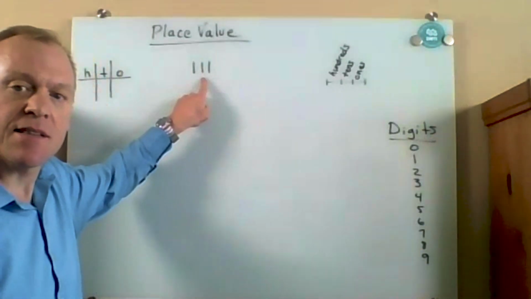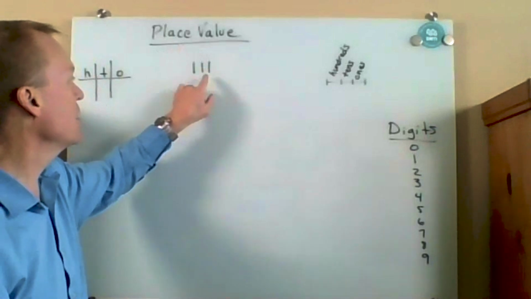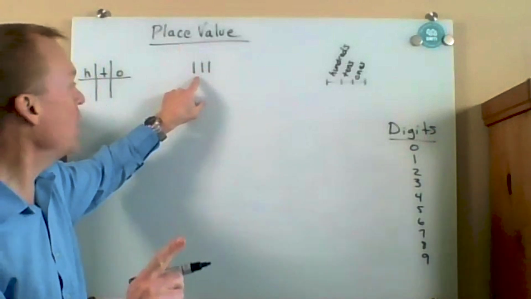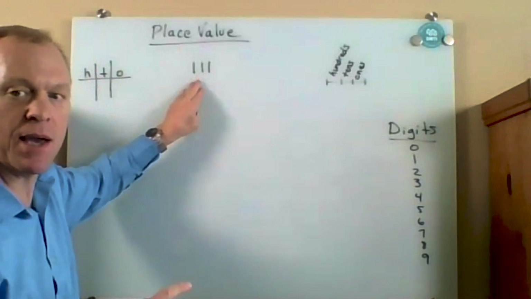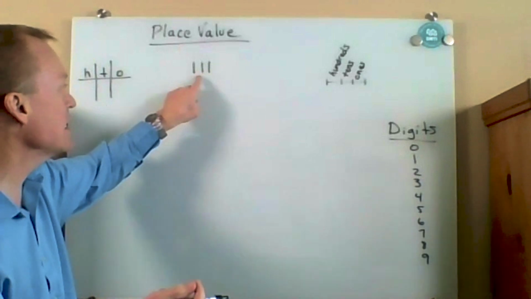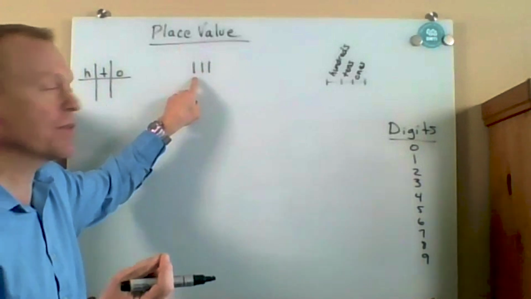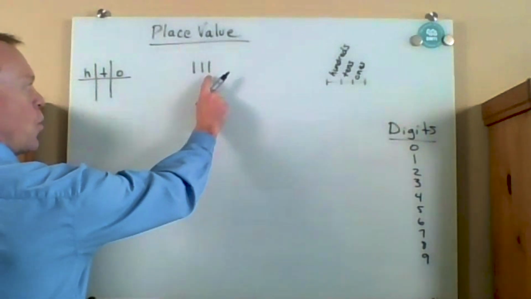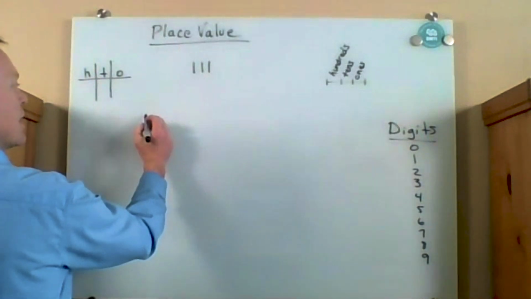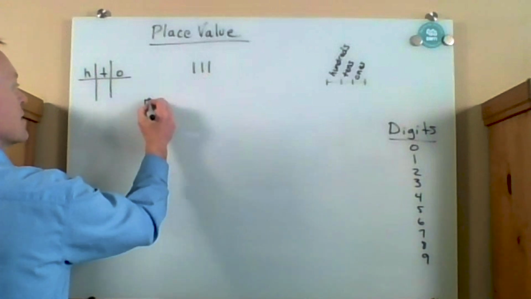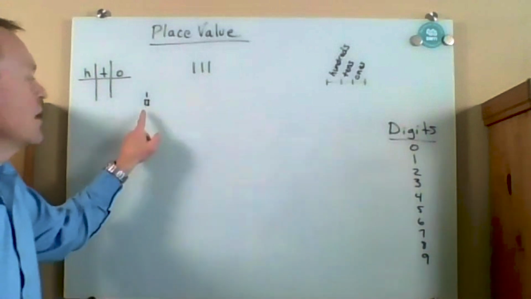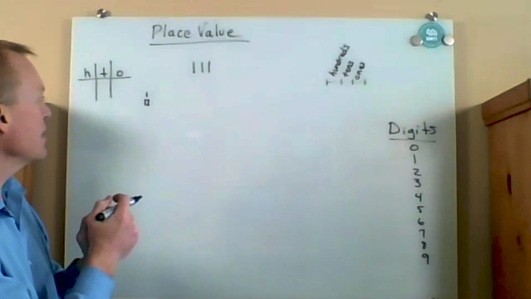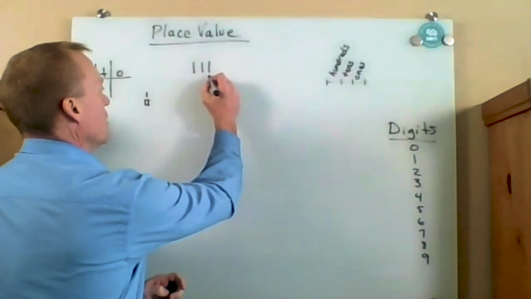But in this case, this number 111 is composed of 3 digits that are all the same. They're all 1. But because of where they're located, their place, they have a different value or worth. So we're going to talk about that for a minute. It's important to think about, if this is the unit of 1, then for our base 10 system, that's the unit of 1.